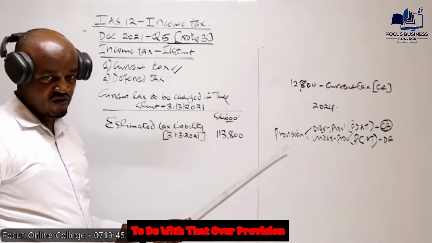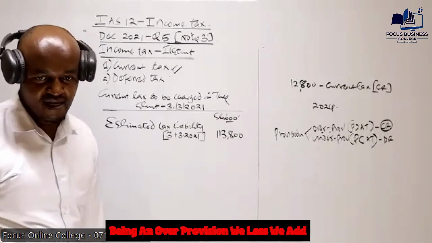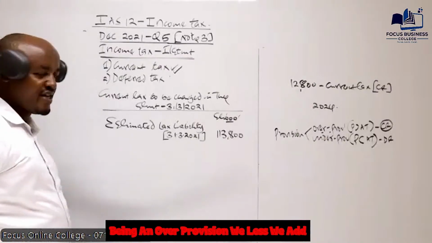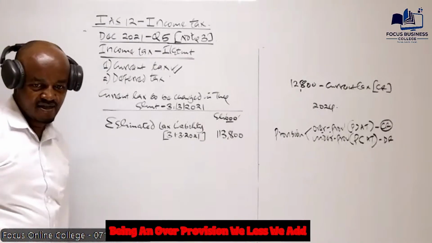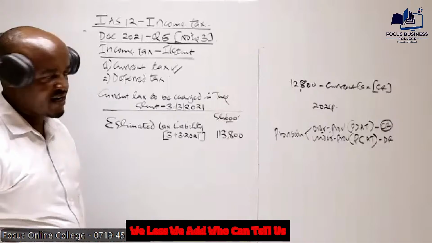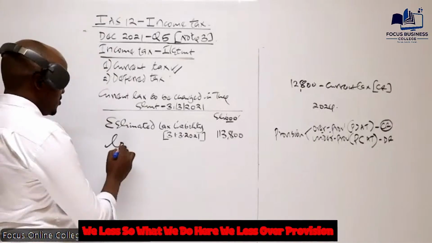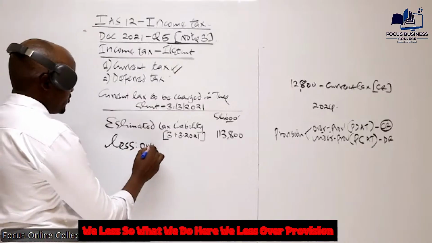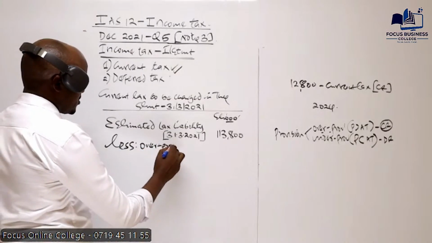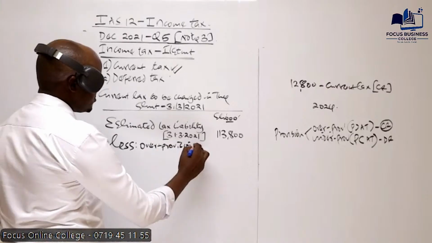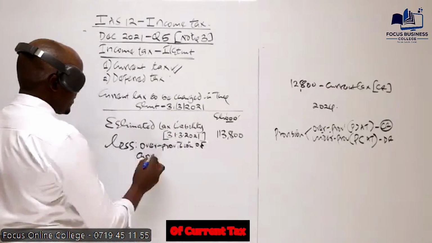Do we need to add it here? Do we need to less it here? Being an over provision, do we less or do we add? Who can tell us? Over provision of current tax from the previous year. Yes, over provision, we said we do what? We less. So what we do here, we less the over provision of current tax.